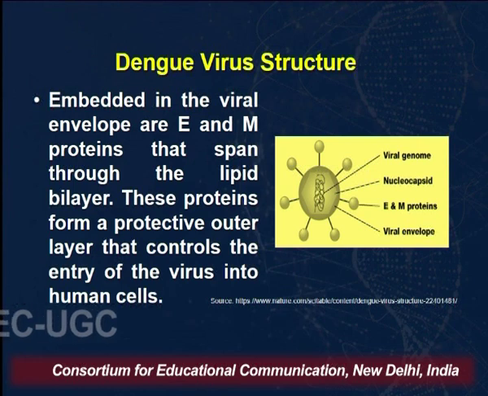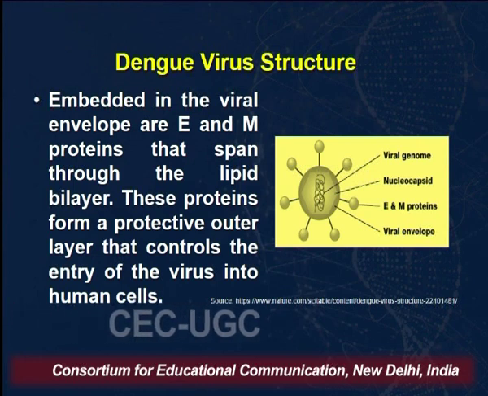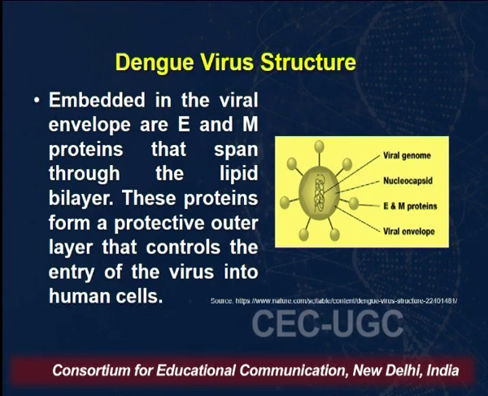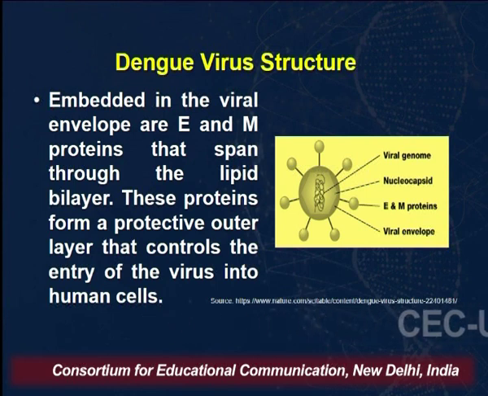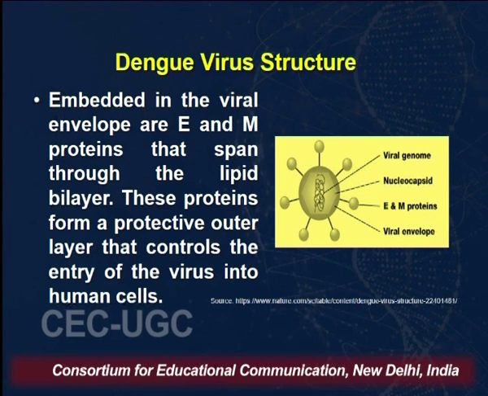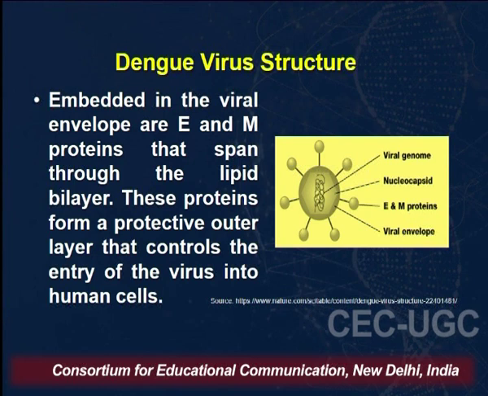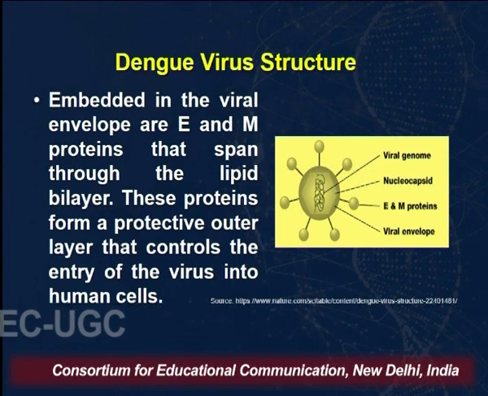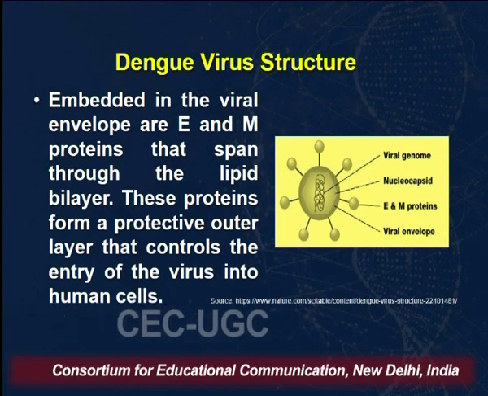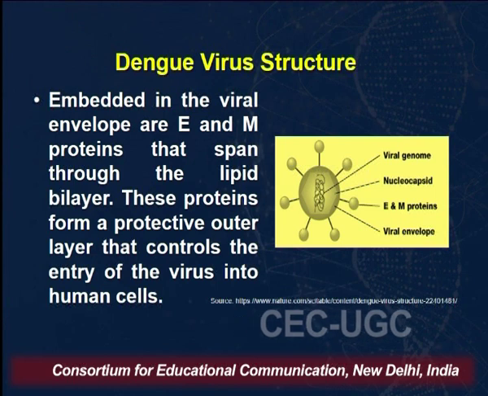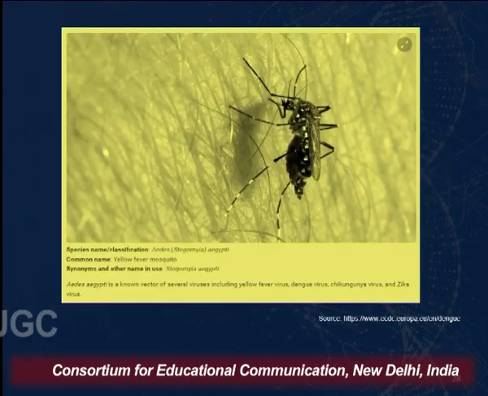Embedded in the viral envelope are the E and M proteins that span the lipid bilayer covering the internal part of the nucleocapsid, and these proteins form a protective outer layer which helps the virus enter the human cell. There are certain receptors in the human cell which recognize these proteins, and that is how entry into the human cells takes place.